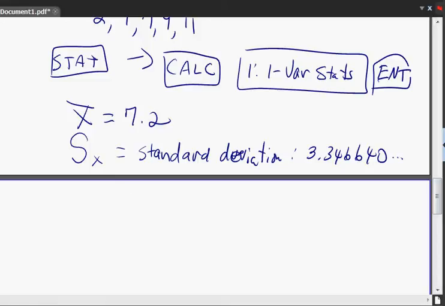There are no rules on the AP exam about how many decimal places you round to. You round to a reasonable number of decimal places. So if my mean is at the tenths, my standard deviation should not be a whole number. It should be at the tenths or the hundredths. You can do the same number of decimal places or one more. So 3.35 is fine for my standard deviation.